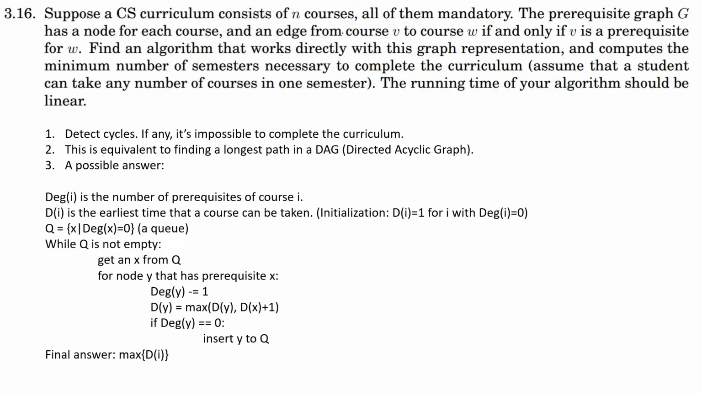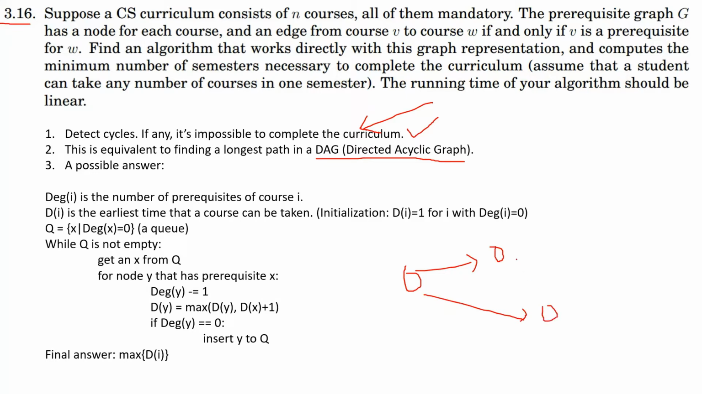Okay, so for problem 3.16, you have to compute the minimum number of semesters to complete the curriculum. So first you have to detect whether there's a cycle or not. If there's a cycle, you can't complete the curriculum. But this step is not mandatory because you can just assume that there's no cycle. Yeah, and then if there's no cycle, you have a directed acyclic graph. It looks like this.